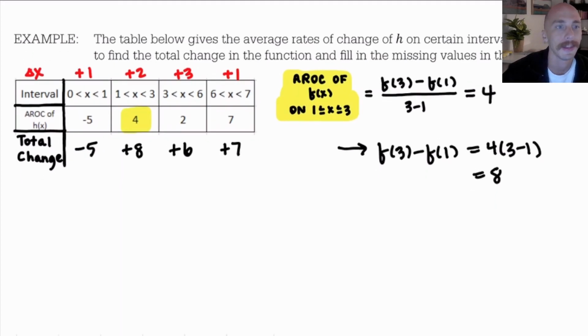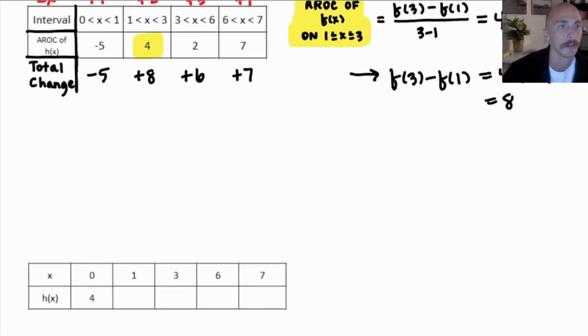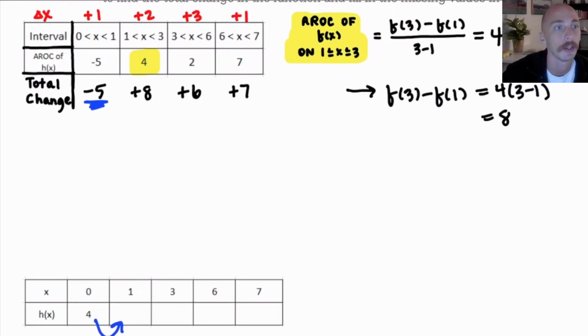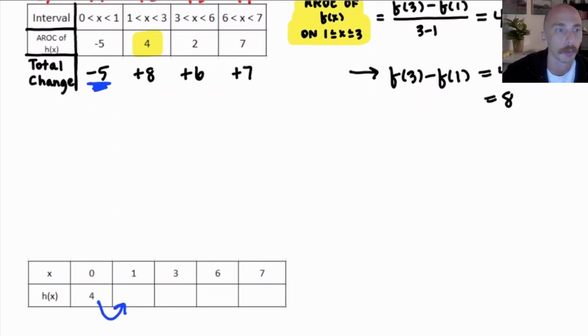Then I can go down here to the table and say, as I'm going from 4 to the next one, I'm going to have to use that -5, because that's telling me the total change of h on the interval x equals 0 to x equals 1. So 4 minus 5 would be -1. And then the next one, to go from h of 1 to h of 3, I'm going to have to add 8. So negative 1 plus 8 is going to be 7.